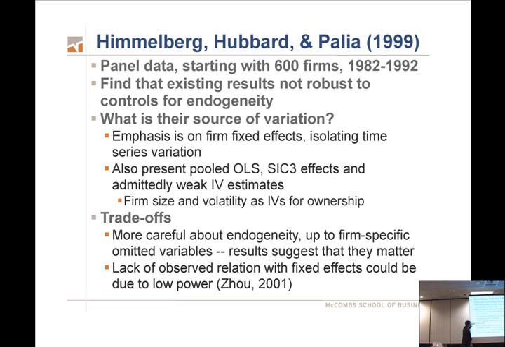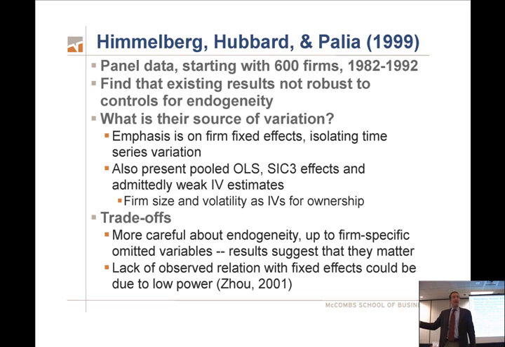Now the trade-offs in this paper: they're more careful about endogeneity. They hit it head on and talk about it a lot in the paper. And they have results up to the fact that you believe that endogeneity is firm-specific but fixed over time. If you buy that, then they've handled the endogeneity problem properly. And the results suggest that these endogeneity concerns matter, that the firm-specific omitted variables may be important. Now, what's the trade-off again? The trade-off is power versus cleanliness in the data, if you will.